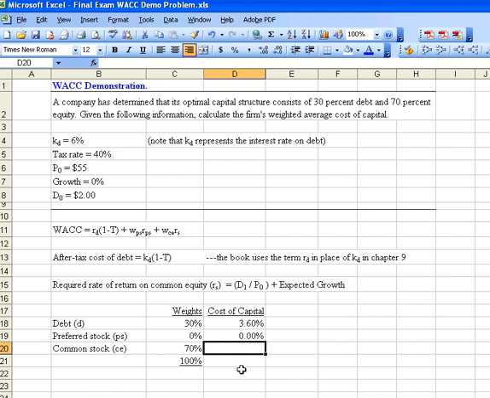Now we need to calculate the cost of capital on the common stock, which we know is D1 divided by P sub 0 plus expected growth. I'm reading from this formula right here. Reading from the required return on common equity, we know that we have to figure out D sub 1 divided by P sub 0 plus expected growth. That's the dividend in the first expected year divided by the current selling price.